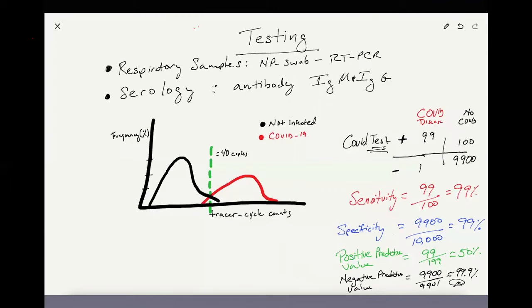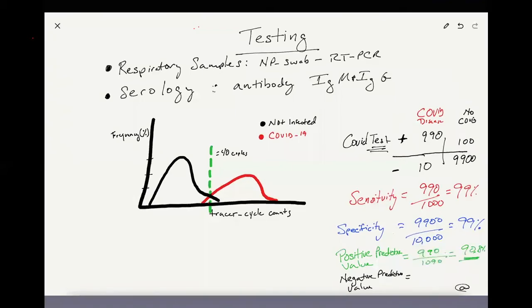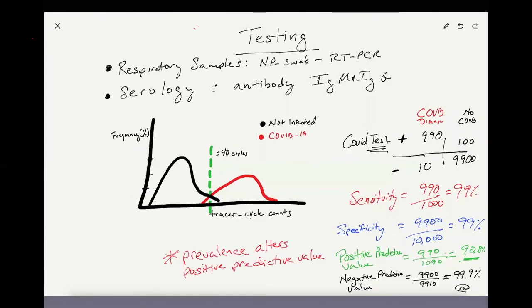And if we imagine this with just slightly different numbers, so we're going to increase this from 1% to 10%, we see here again, our sensitivity is not changing, and our specificity isn't changing. But now, with 10% of the cases being present, we've got 1,000 cases. And so now 990 of those are true positives, and 100 are only false positives. And so now our positive predictive value is increased to 90.8%. And the negative predictive value remains the same.